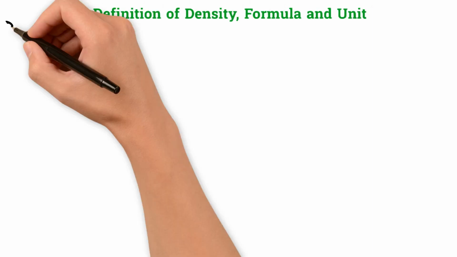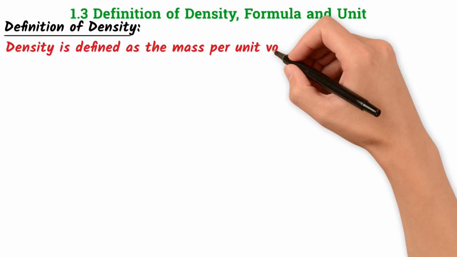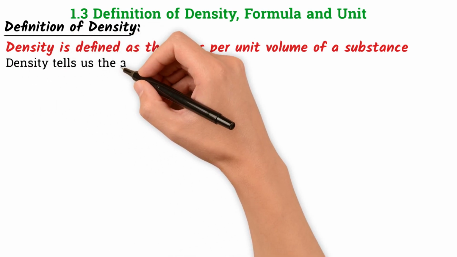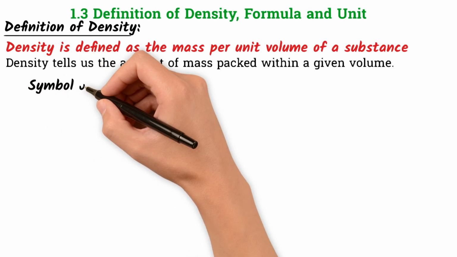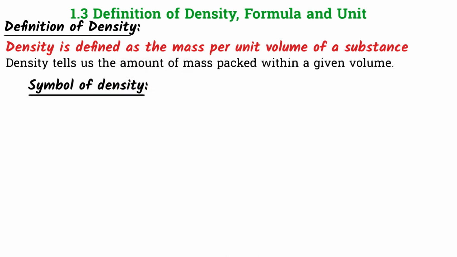Definition, formula, and unit of density. Density is defined as the mass per unit volume of a substance. The density of a substance simply tells us the amount of mass packed within a given volume. And in physics or science in general, the symbol that is used to denote density is one of the Greek alphabet known as rho.